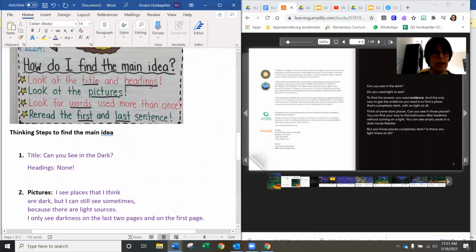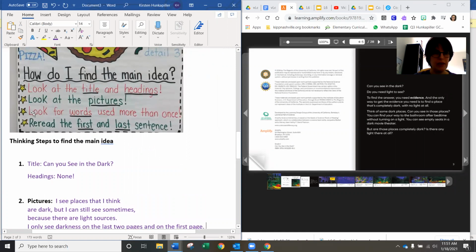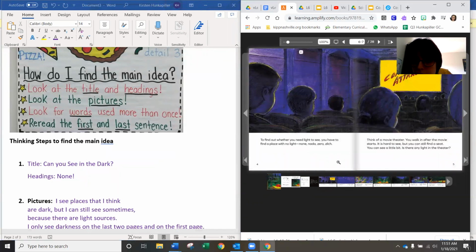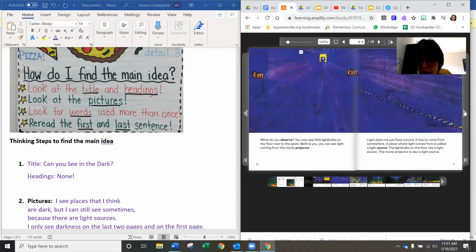Okay, back to our thinking steps. The third thinking step is look for words used more than once. Let me do that. Let's see. Let's go to this page and see which words we see more than once. Yes, I agree. I see the word light lots of times. Light, light. Let's see. 3 times. Then I also notice that there is the word see here and down here and down here 3 times as well. Wow. Let's see if there are other words that come up more than once.